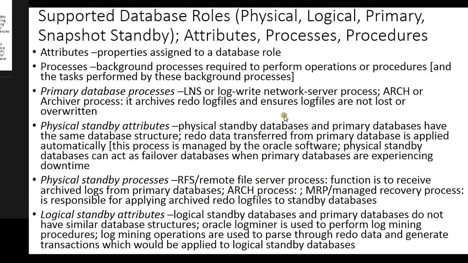And so now let's get into attributes and processing procedures. So what are attributes in this case? These are properties that have been assigned to a database role. And then you have processes, and when I say processes, I'm referring to the background processes that are required to perform operations or procedures. These can also be tasks that are performed by the background processes.